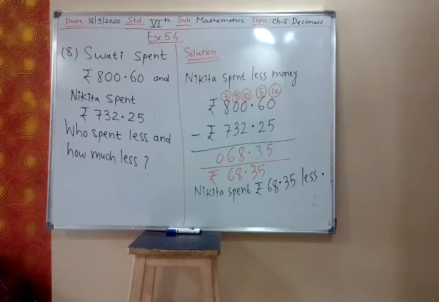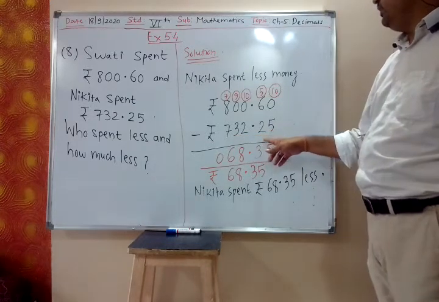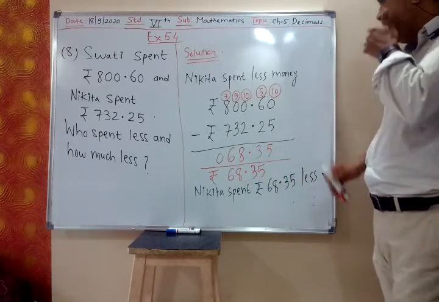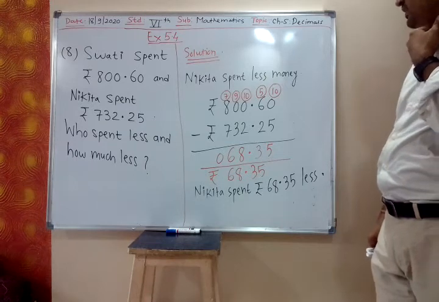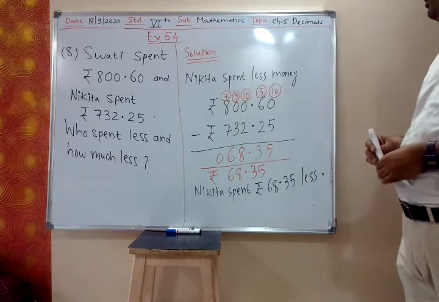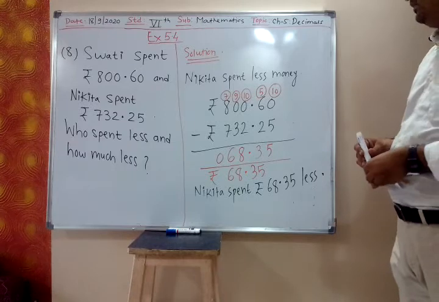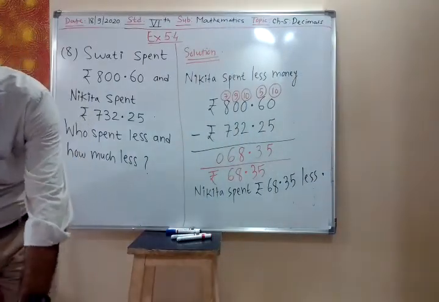So Nikita spent how much money less? So for that we find the difference. 800.60 minus 732.25. So we get 68.35. So Nikita spent 68.35 rupees less. Is it clear? Yes. Now let us go to the next problem.